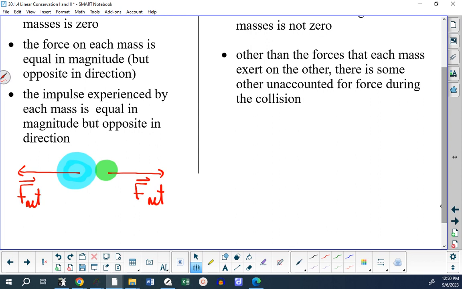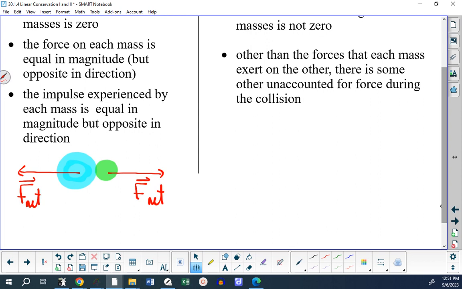And listen to this logic. The time that the force is being applied to the blue sphere has to be the same amount of time that the force is being applied to the green sphere. And the reason is they are forcing each other only when they're touching each other. So their two forces start the instant they touch, and those two forces end the instant they separate.